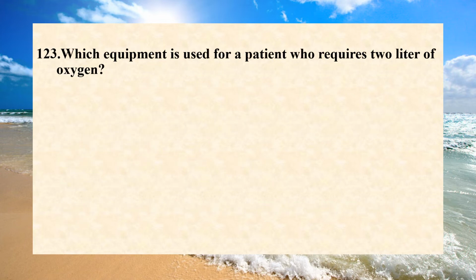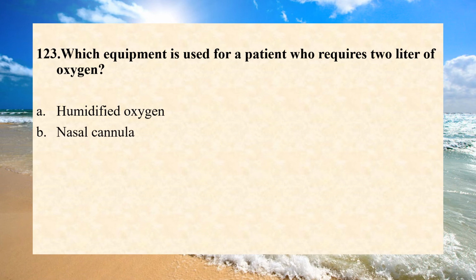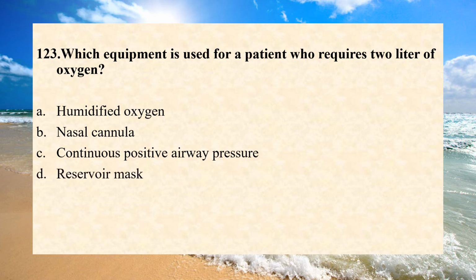Which equipment is used for a patient who requires 2 liters of oxygen? Option A. Humidified oxygen. Option B. Nasal cannula. Option C. Continuous positive airway pressure. Option D. Reservoir mask. Answer is B, nasal cannula. The nasal cannula can be used for a patient who requires up to 4 to 6 liters per minute of supplemental oxygen. As this patient requires 2 liters of oxygen, the nasal cannula is appropriate for this patient.